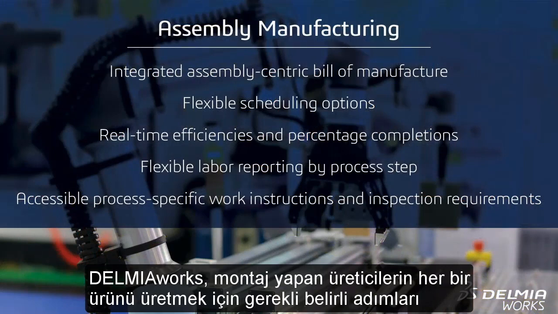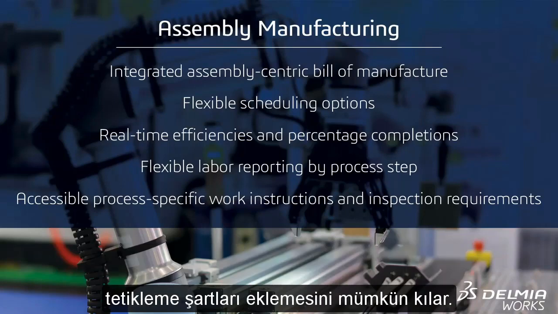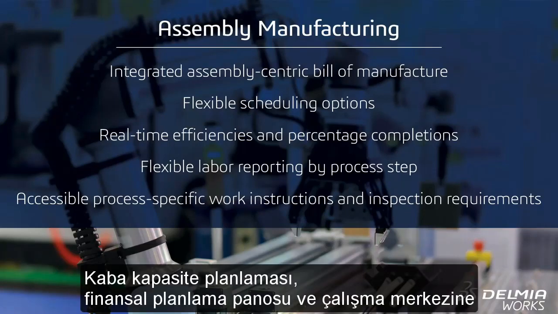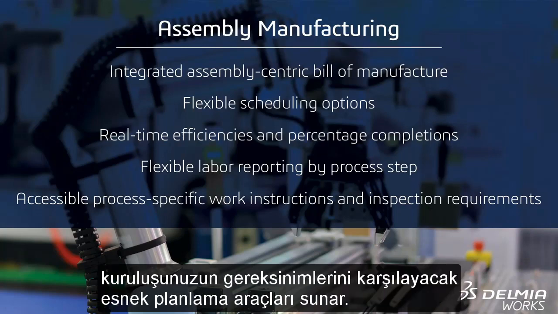DELMIAWORKS allows assembly manufacturers to define the specific steps required to build each individual product, attaching materials, documents, resources, costs, and trigger requirements to each step in the assembly process. With flexible scheduling options, including rough-cut capacity planning, the finite scheduling board, and work center-specific dispatch lists, DELMIAWORKS provides flexible scheduling tools to meet your organization's requirements.